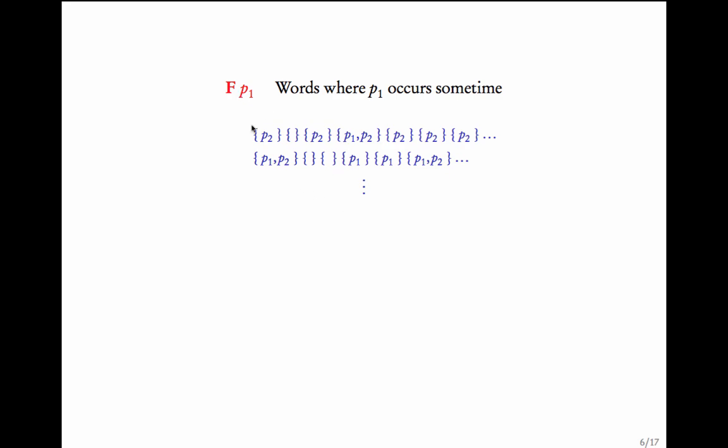There are a lot of words which satisfy FP1, and the set of all such words will be the language of FP1. Now we want an automaton which accepts exactly this language. Here is the automaton. As long as the letter that is read does not contain P1, the automaton stays in Q0.